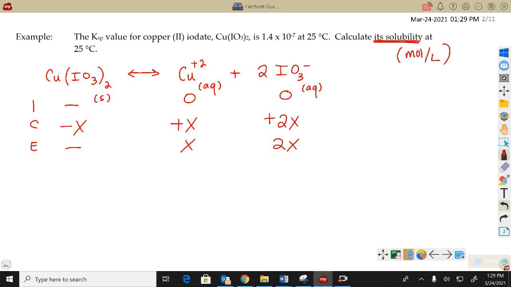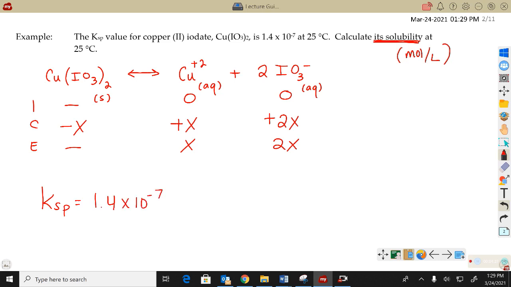Now if I solve for X, that will tell me the solubility of the original solid. How many moles of that solid will dissolve per liter of solution? Now, in order to solve for X, we have to have the equilibrium constant, which we do. So this time I have the KSP. That is 1.4 times 10 to the negative 7th.